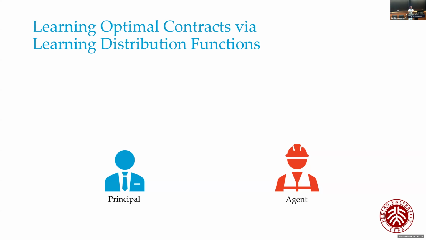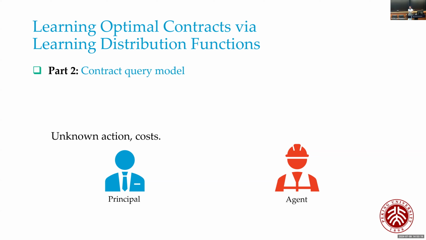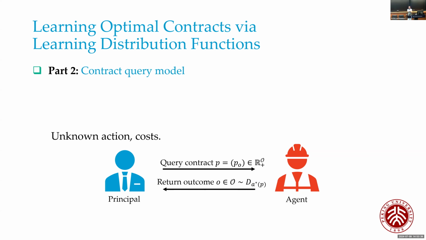And here comes our part two, which is the general contract query model. And we assume that the principal does not know the agent's information at all. And we even allow the agent to have a continuous space of actions. The principal can query a contract P at each round, and the agent will return an outcome that is sampled from the distribution induced by the agent's best responding action.